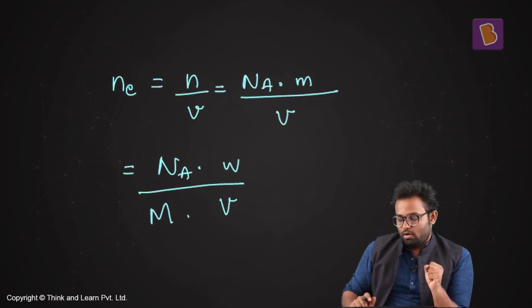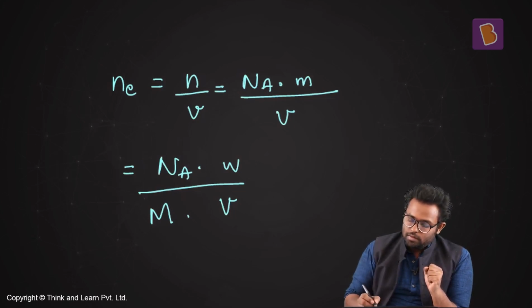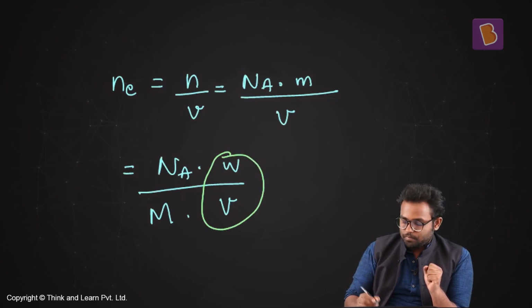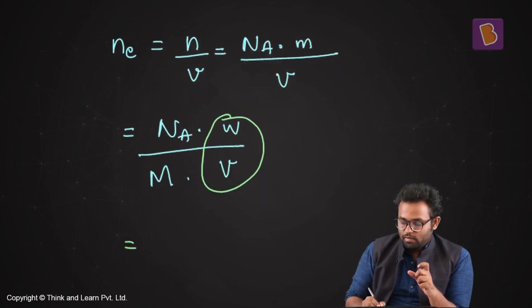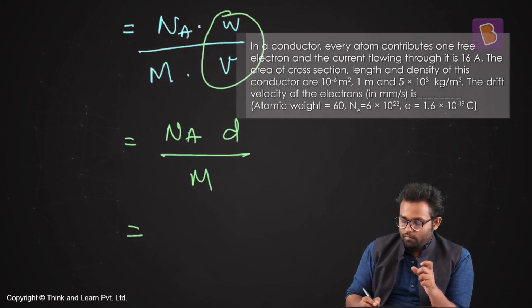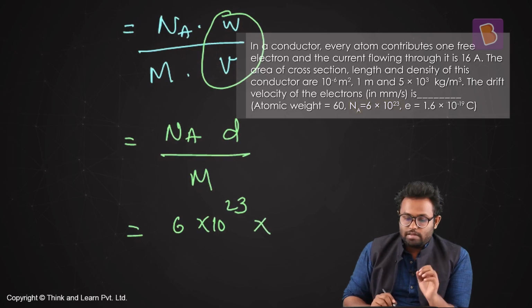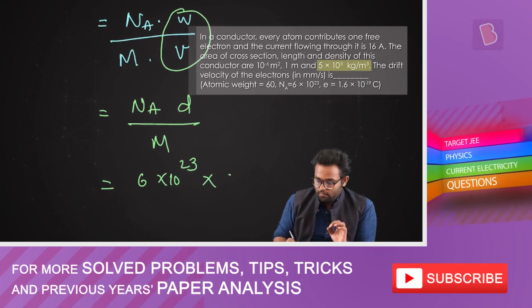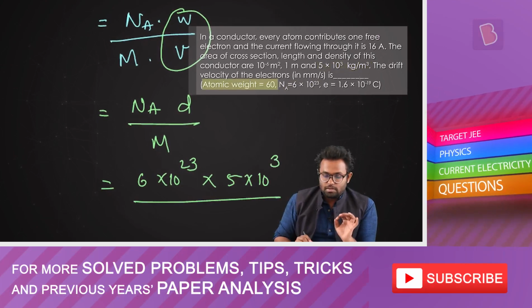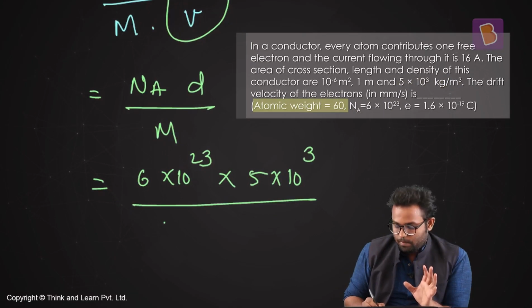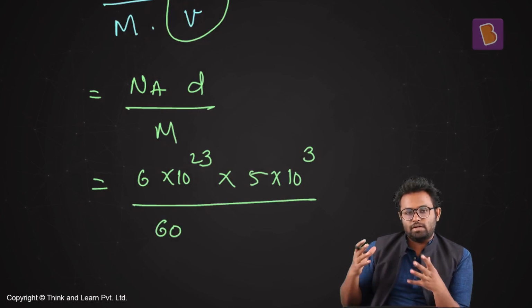Now what do I have to do? This W by V is the weight by volume, which is equal to density. Density is given to me, so I can write it as Na D by M. The value of Na I know is 6 into 10 to the power of 23 as given in the problem. The value of density is 5 into 10 to the power of 3, and the molecular mass given is 60. That's it. Now I have to find this.